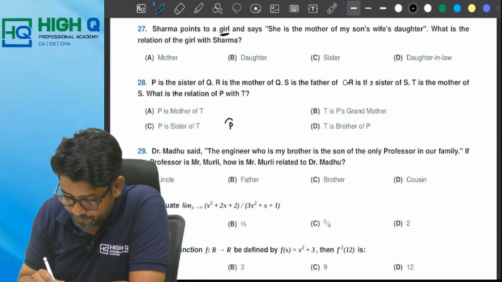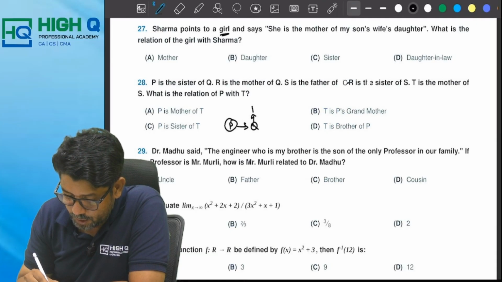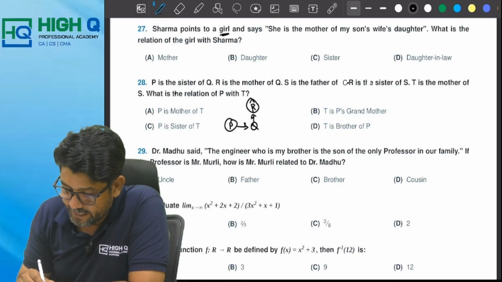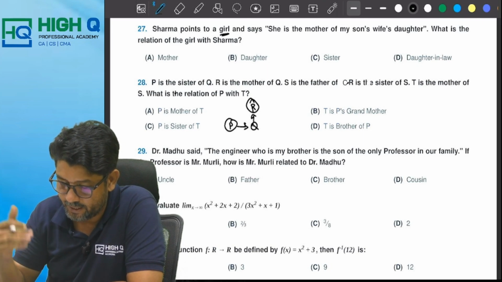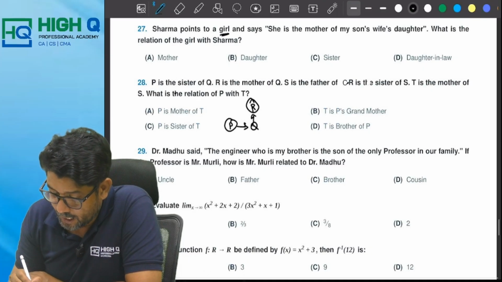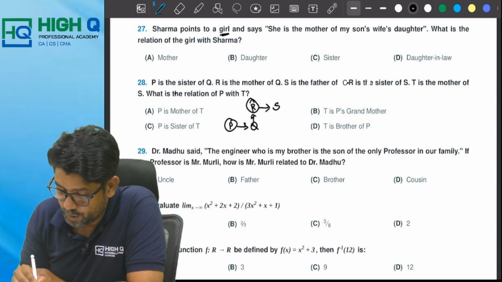P is the sister of Q. R is the mother of Q. S is the father of C. But here C is not there, S is not there. Leave it. Let us go to the next. R is the sister of S.